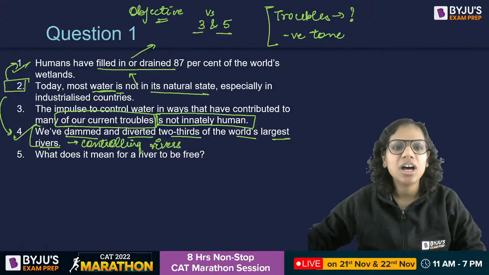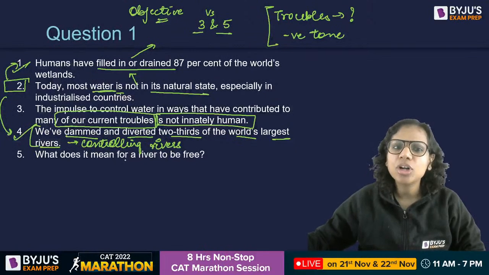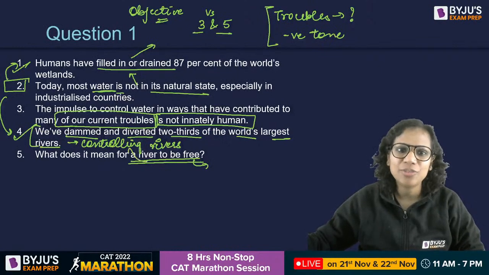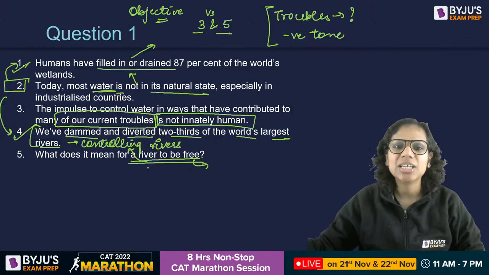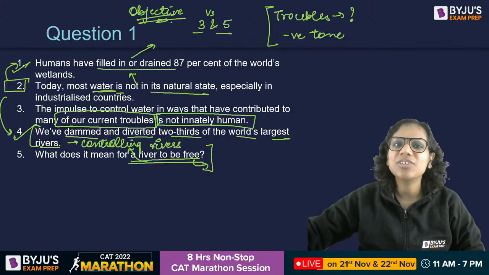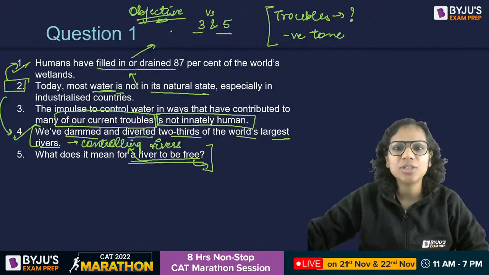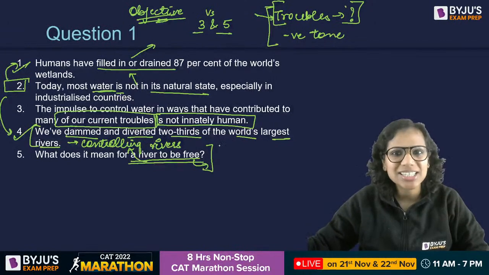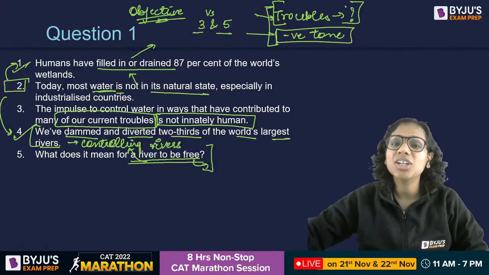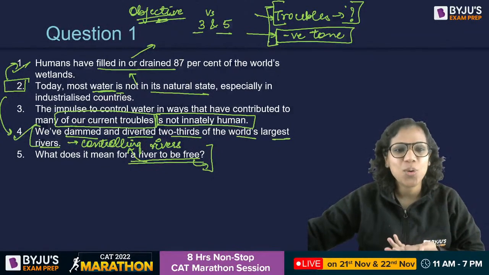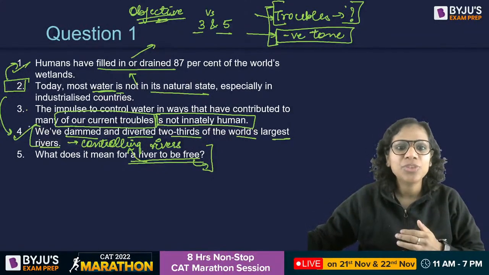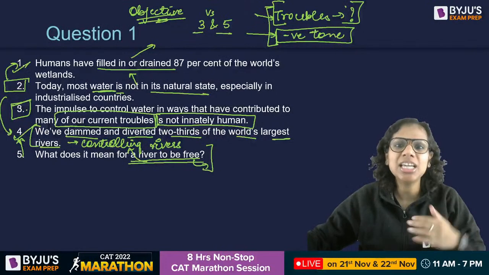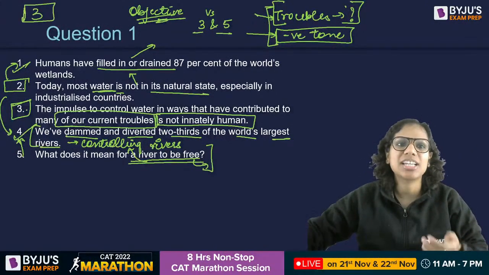Whereas if I compare it with 5, what does it mean for a river to be free? We are talking about human control of water. We have discussed rivers particularly in a sentence. So, raising a question after giving facts is a more natural way to proceed with your paragraph rather than taking a leap, talking about some troubles that haven't been discussed in other sentences, and at the same time turning your tone to negative suddenly. So when I compare 3 and 5, 5 can belong to this paragraph, whereas 3 takes a leap. So it is 3 that is the odd sentence out.